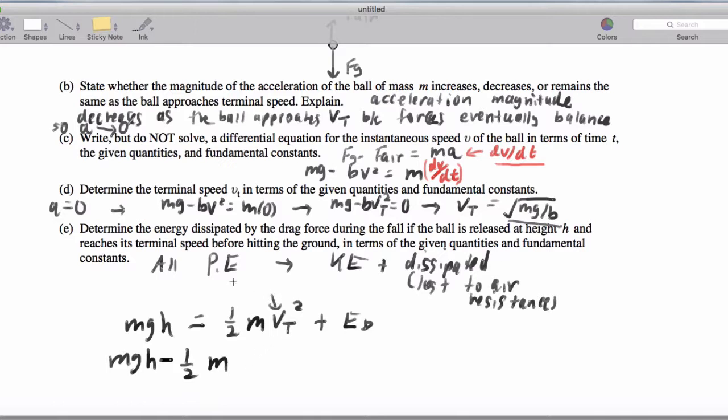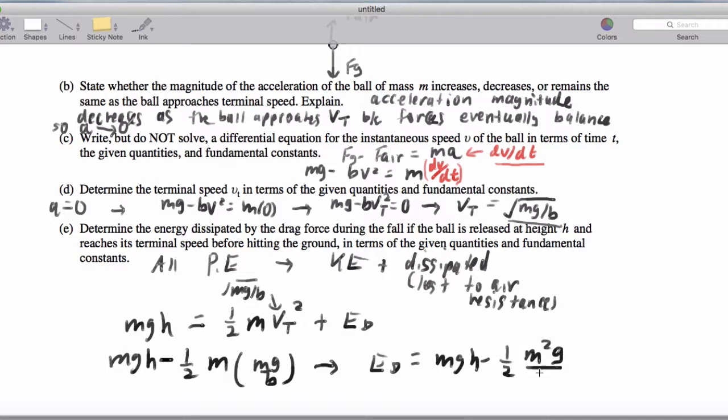So v terminal is the square root of mg over b. So when I square that, that's going to be mg over b, because we square the square root, we get the original function back. So this means our dissipated energy is going to be mgh minus 1/2 m squared g over b.